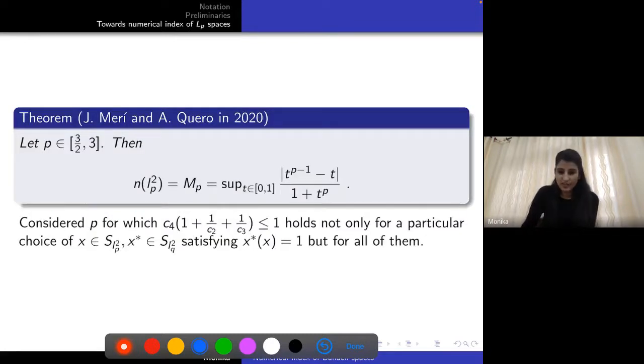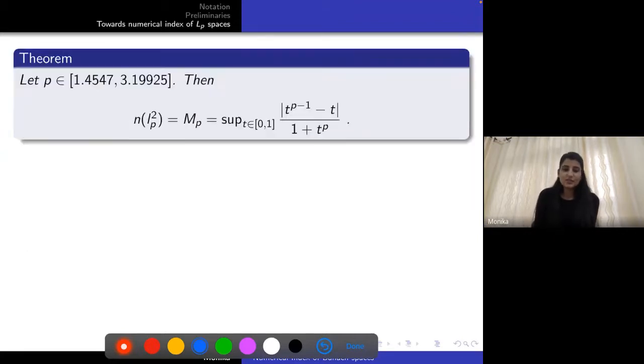What we tried to do, I with Dr. Bento, what we tried to do, instead of looking for all such x's, we tried to work with that particular x naught. We tried to prove this for that particular x naught. So we extended the range of p a little bit.